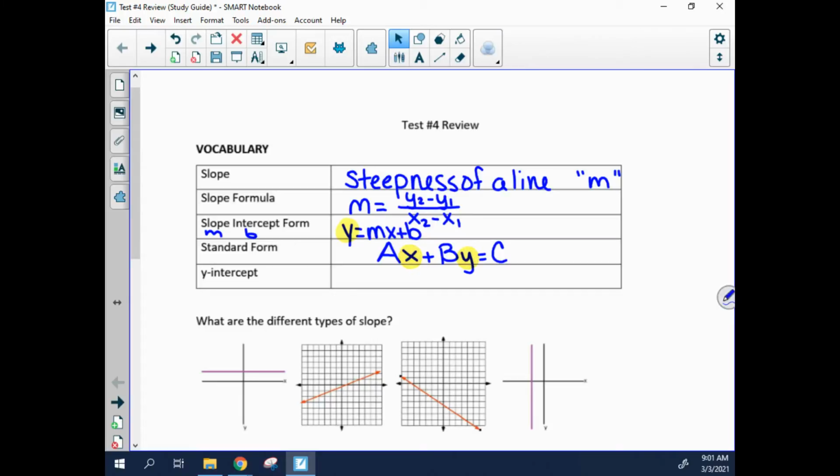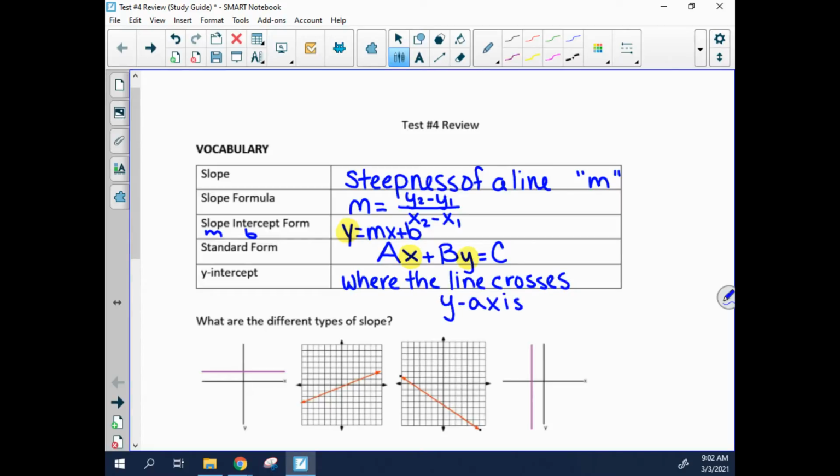The y-intercept is where the line crosses the y-axis. That's what's important. And I also want you to remember that we use the variable b to represent the intercept.